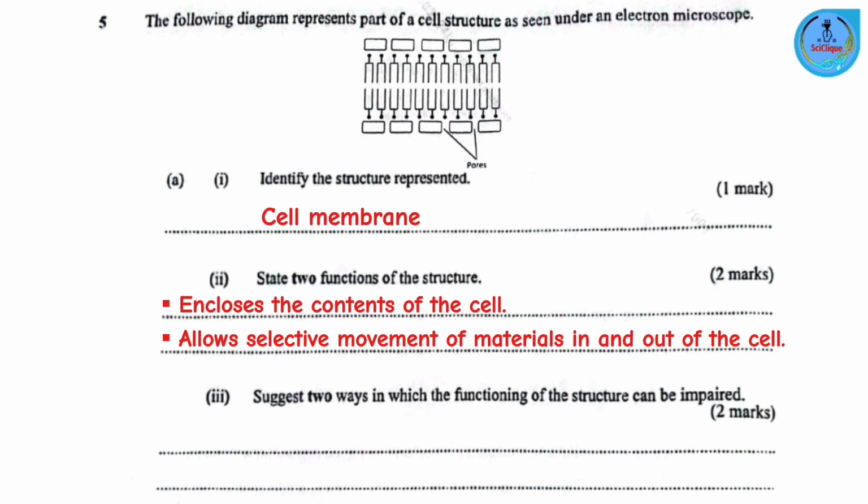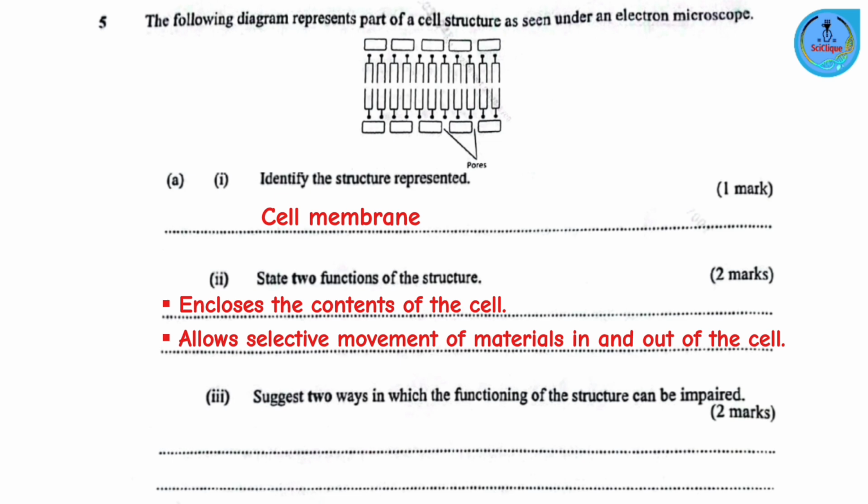Roman number 3. Suggest two ways in which the functioning of the structure can be impaired. So essentially the question is asking us, what can be done to the cell membrane that will interfere with its functioning? Prevent it from performing its function. Now in organisms, you know that the structure of any part of the body is usually tied to its function. So if you were to damage the structure, you will prevent it from functioning.